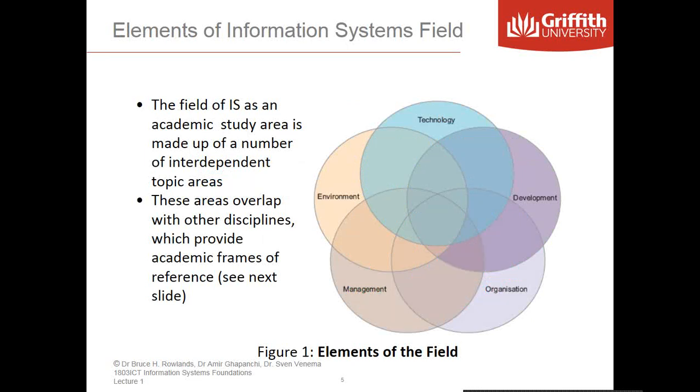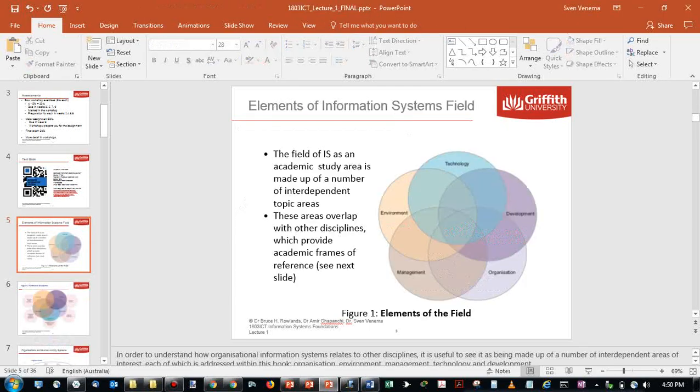Information systems, as a field of academic study, is made up of a number of independent or interdependent topic areas. And there's a bunch of them around the outside there. So I'll go to the drawing slide in a second, but just read through the content here for now. So those areas overlap with other disciplines, and those other disciplines provide the academic frames of reference. So there's 2 slides involved here. So I'll show you the first one first.